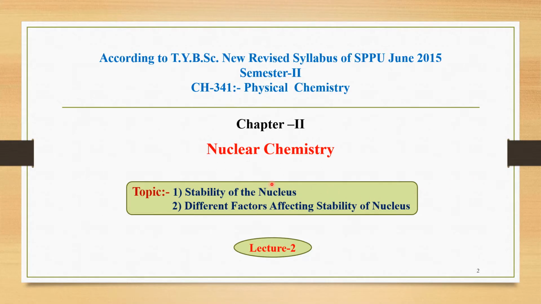In this lecture, we are going to take the second lecture on the chapter Nuclear Chemistry, in which we have to study the stability of the nucleus, in which we are going to study the different factors affecting the stability of the nucleus. What are those different factors? So that we have to study one by one.